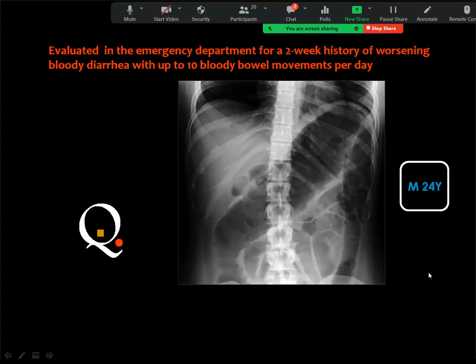Next case is a man, 24 years old, evaluated in the emergency department for a 2 weeks history of worsening bloody diarrhea with up to 7 bloody bowel movements per day.